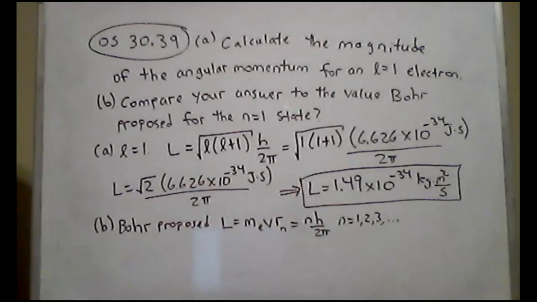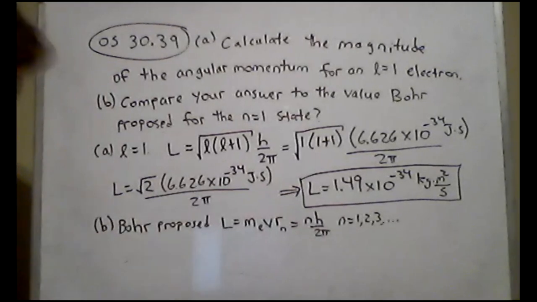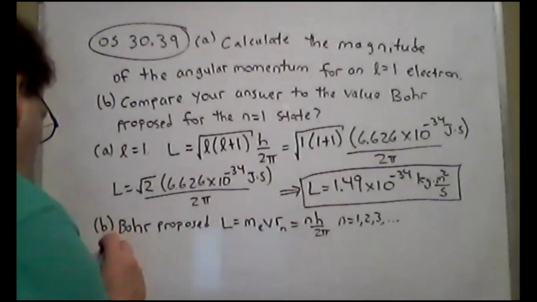Bohr laid down the seeds of quantum theory, but remember, Bohr's formulas are not in general correct. In fact, they would be completely incorrect for any atom with 2 or more electrons. All right, so we're looking at n equals 1 here again for Bohr.